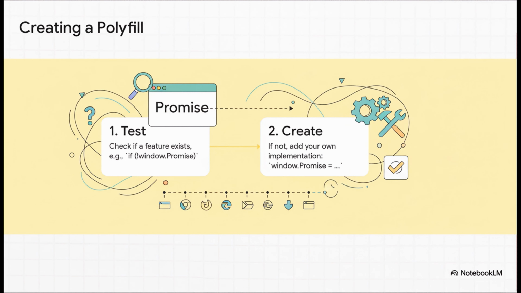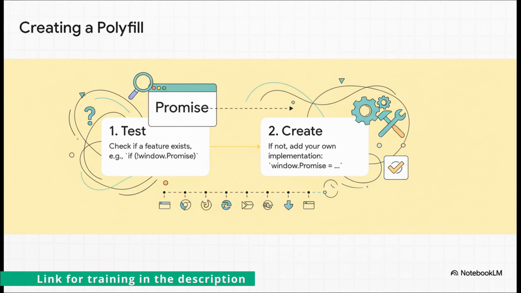Step 1. You check the global object to see if a feature exists. You're basically asking, hey window, do you have a Promise object? Step 2. If the answer is no, you create it yourself and attach it to the global object. This is how you can make sure your modern code can run even in older environments that don't have all the latest bells and whistles.